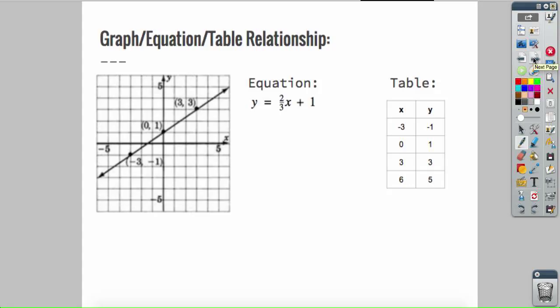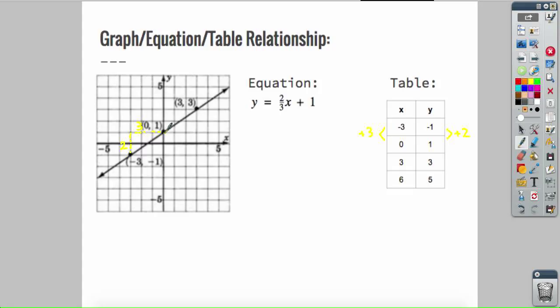So again, I want to talk about the graph, equation, table relationship and how everything matches up here. Okay, so from my graph, when I do rise over run, I see that I have 2 over 3. So my rise over run right here is 2 over 3, and that's represented on my table by adding 2 to my y values, my change in y, and adding 3 to my x values, my change in x. So everything is still represented here.